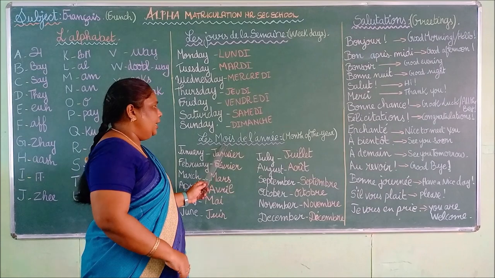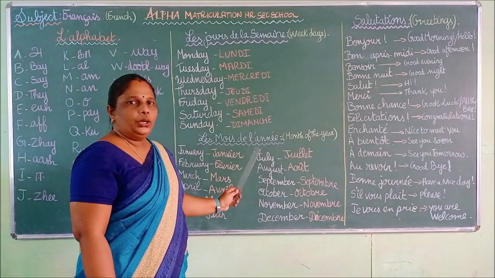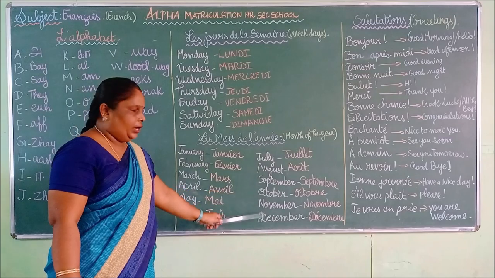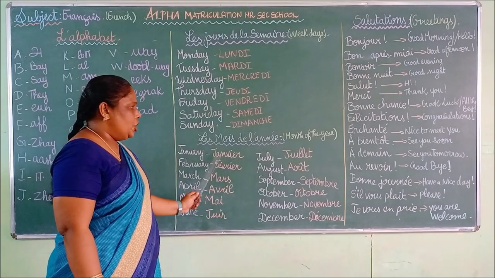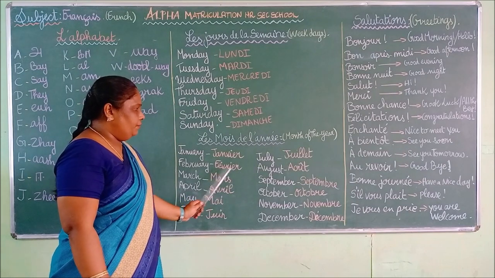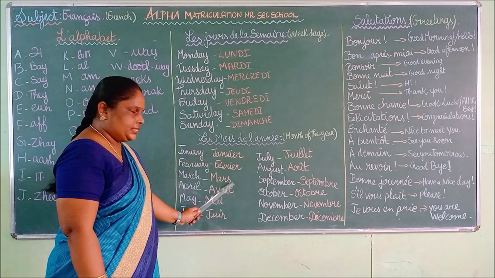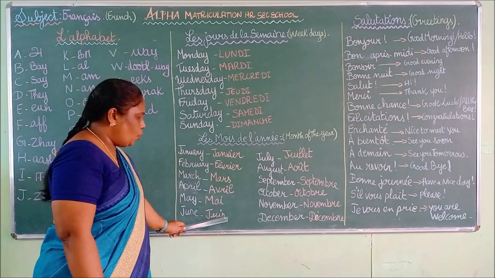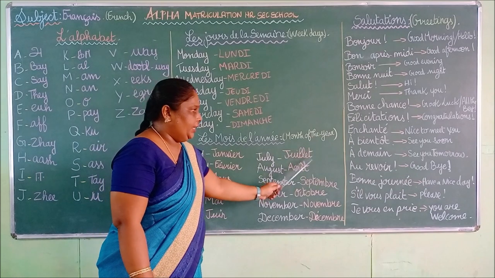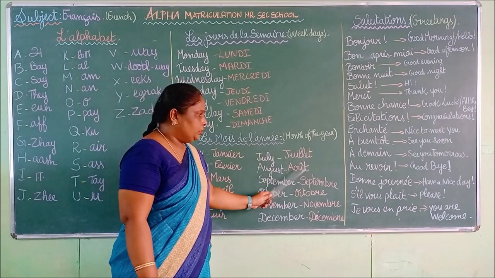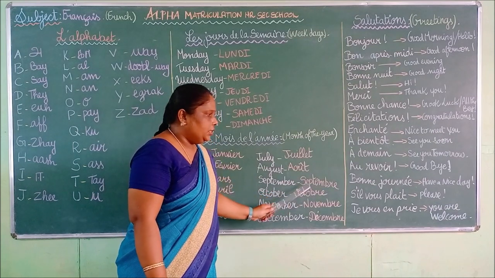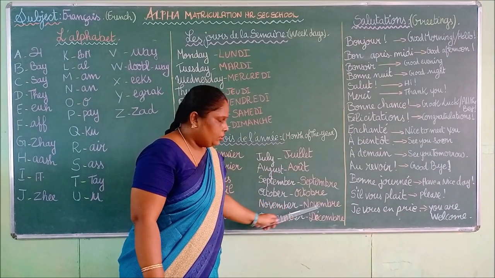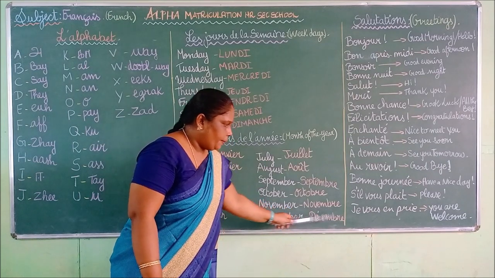Now we are going to learn les mois de l'année, the months of the year. You have the 12 months. Janvier, février, mars, avril, mai, juin, juillet, août, septembre, octobre, novembre, and décembre.